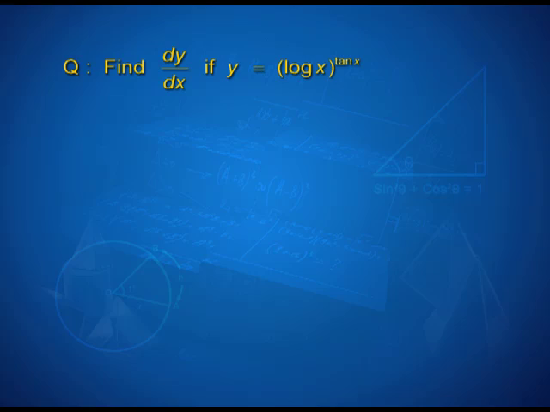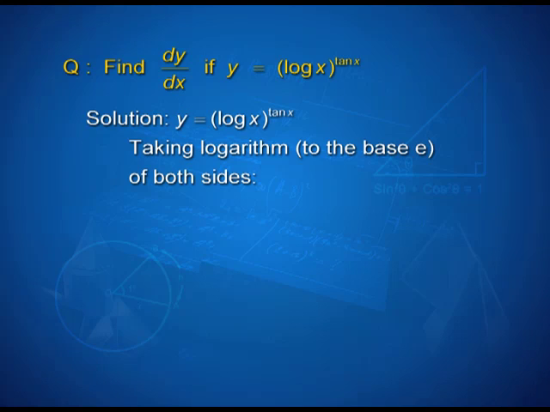Let's demonstrate the process known as logarithmic differentiation through a simple problem. Find dy by dx if y is equal to log x raised to the power tan x. We begin with our function, y is equal to log x raised to the power tan x. In order to make it possible for us to differentiate, we take logarithm, and again I am emphasizing, to the base e, of both sides.